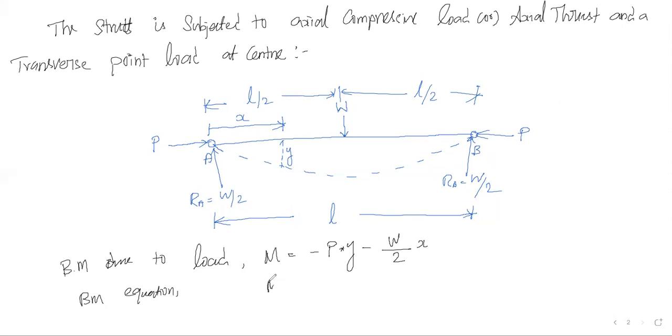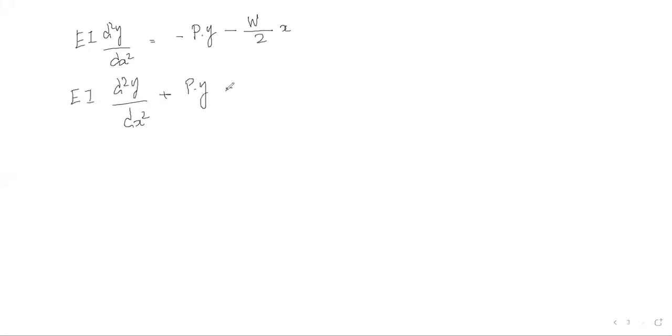That we are going to take it as M is equal to EI d squared y by dx squared. Now we are going to equate these two equations. So EI d squared y by dx squared is equal to minus P into y minus w by 2 into x. Now the equation becomes EI d squared y by dx squared plus P into y is equal to minus w by 2 into x.